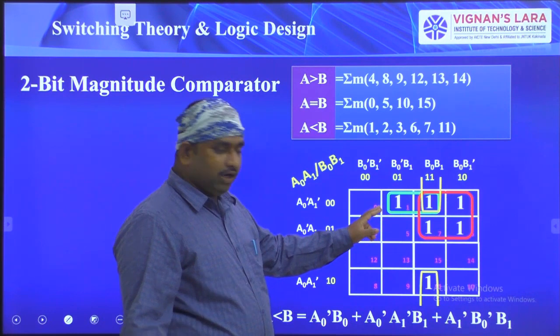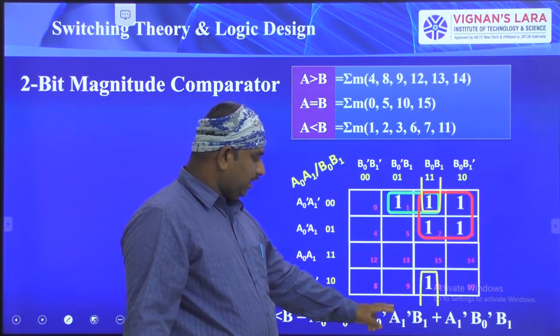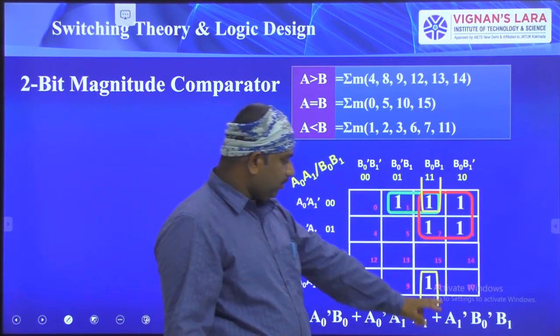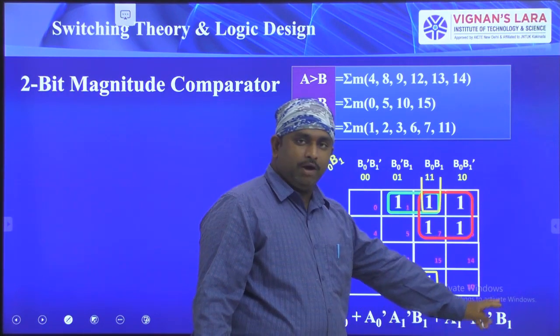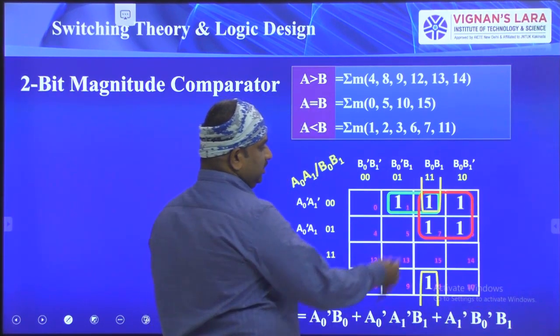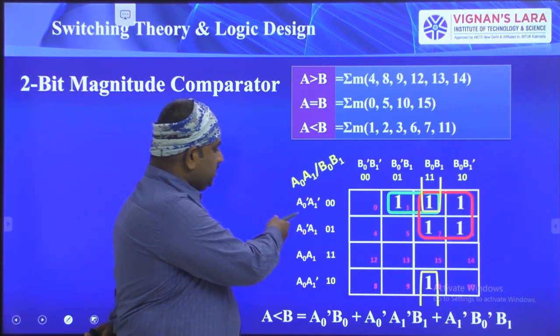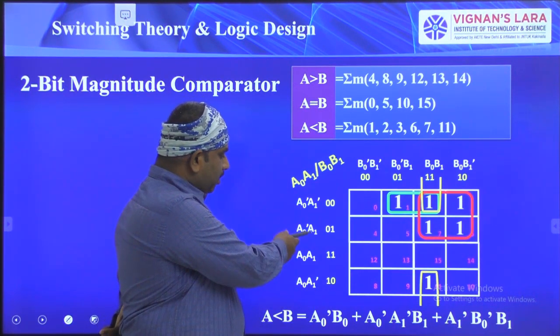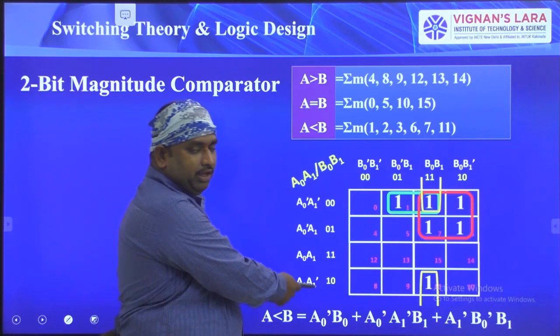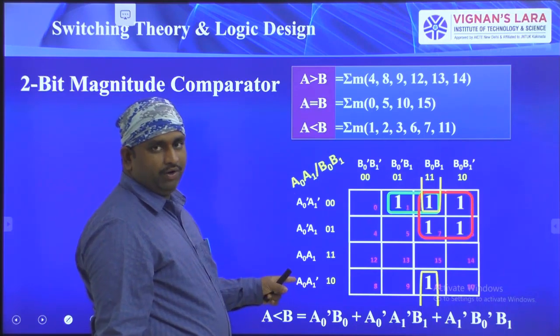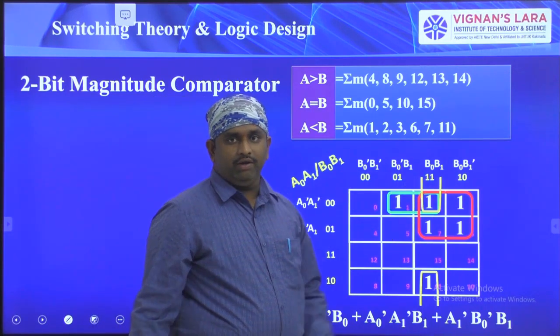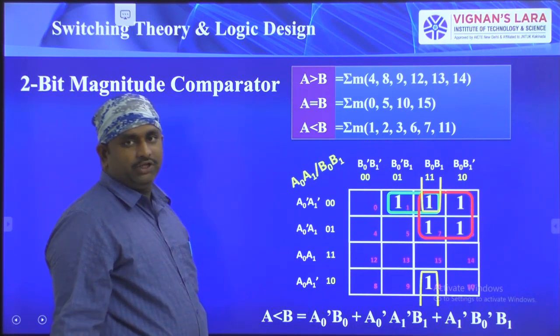Right, this green color box is A0 bar, A1 bar, B1, and this yellow color box is A1 bar, B0 bar, B1. So this element and this element we have framed with the yellow color group. And see here, this is the order we have written based on gray coded information. So this is the finalized expression.